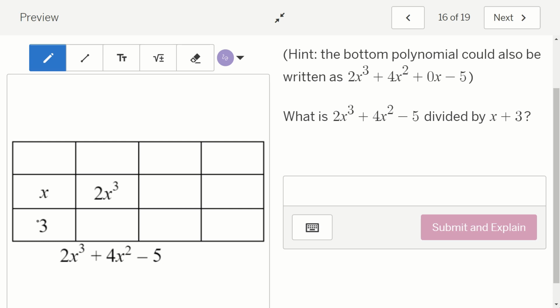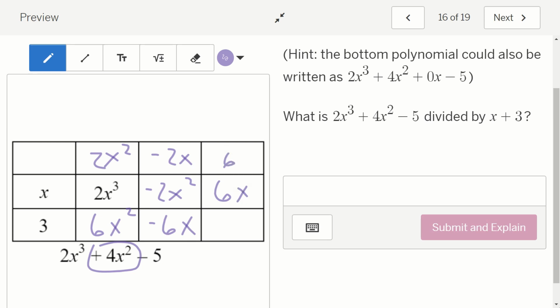All right, here's what I got. So 2x squared, 6x squared. I need that to be 4x squared, so that'll be negative 2x squared. This will be negative 2x. This will be negative 6x. I need it to add up to 0x, which means that's got to be positive 6x, which makes this a 6 and this an 18.